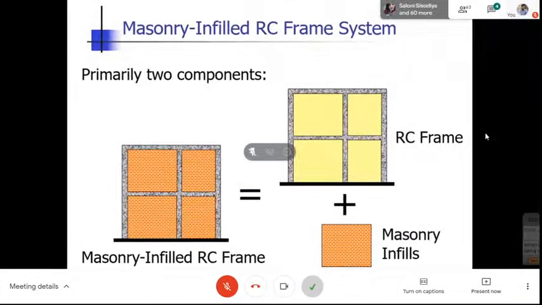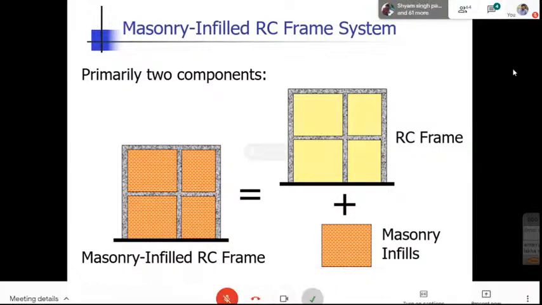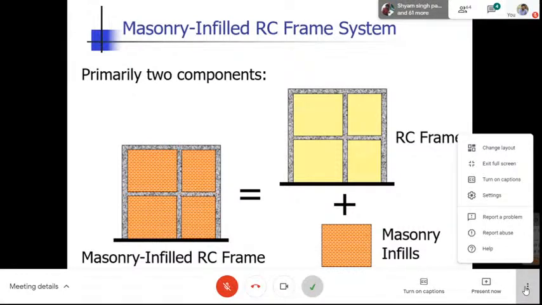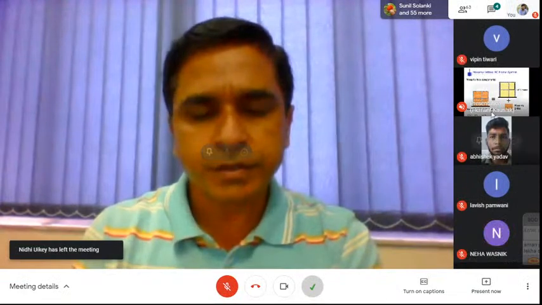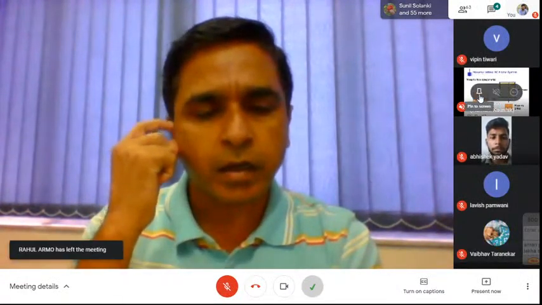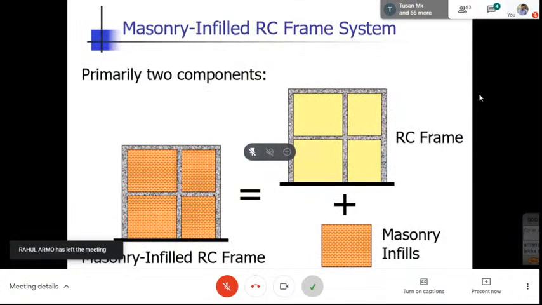There are primarily two components in the masonry infill RC frame system. One is the RC frame itself and the other is the masonry infill. When we add these two components, we provide infill walls inside the RC frame, filling the gap, and we have this masonry infilled RC frame system. The primary idea of putting these walls as infill in the RC frame is to create some enclosed spaces.